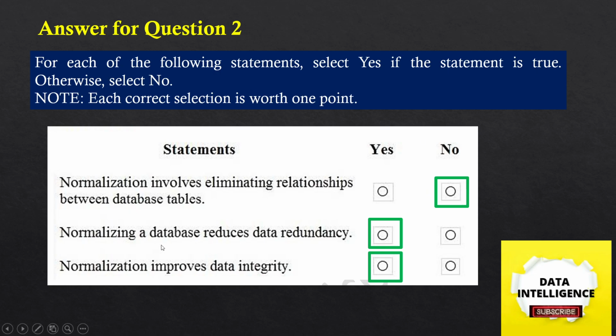Next, normalizing a database reduces data redundancy. Obviously, we normalize the database to reduce data redundancy, which we have seen in the previous slide. So the option will be yes. Next, normalization improves data integrity. Obviously, if we reduce the data redundancy, then it will improve the data integrity also. So the answer will be yes.